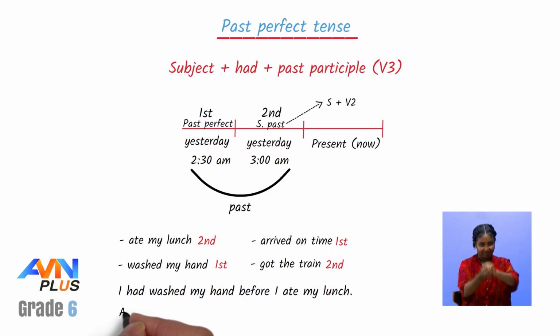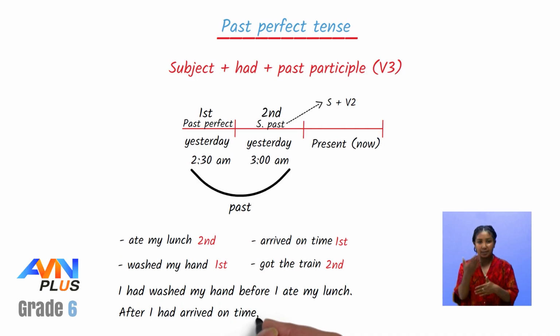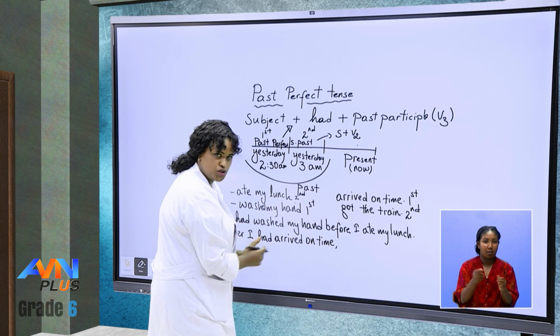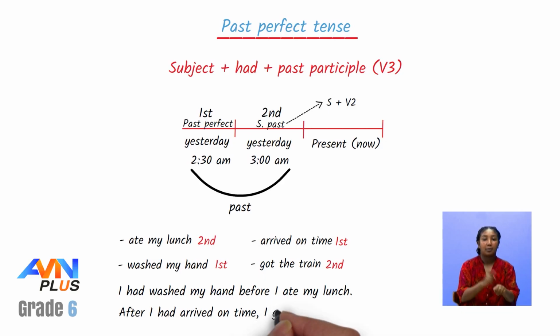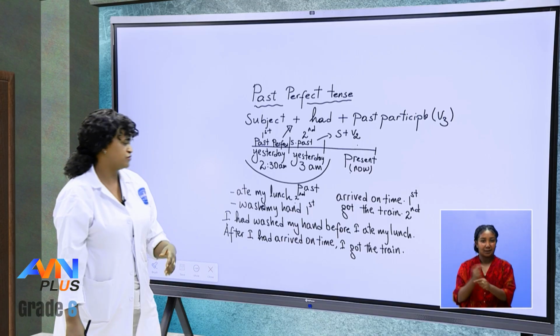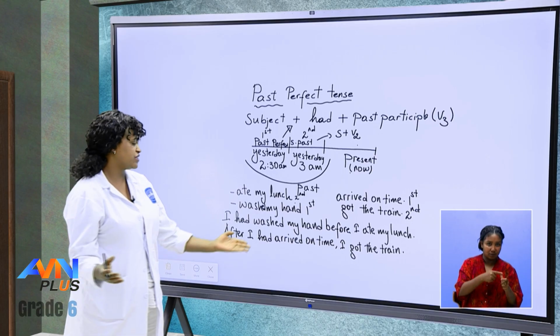After I had arrived on time, yeah? Then, since our conjunction is at the beginning of the sentence, we need to use what? Comma to separate the two clauses, okay? So, after I had arrived on time, I got the train. Both of them are past activities or past actions, but this one with had is the first action, which is clearly stated by the tense we used.